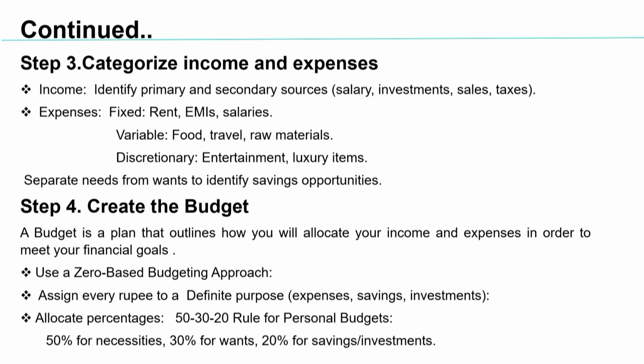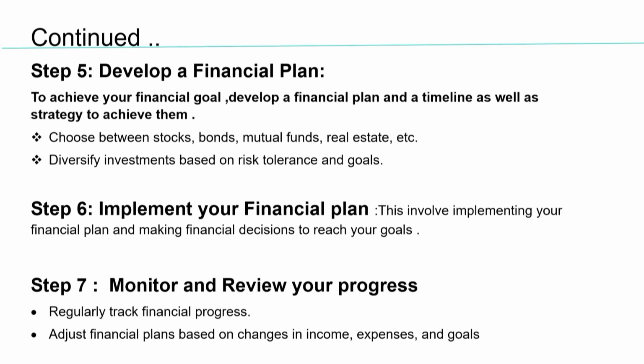So we need to allocate the total income earned by an individual according to the 50, 30 and 20 rule for a personal budget. 50% for the necessities to meet the daily needs and requirements of any individual. 30% of the revenue is used for meeting the wants, such as the discretionary expenditures of anyone's life, and 20% must be used for the savings and investments. By doing so, we can very easily save and create an effective budget for our financial planning.